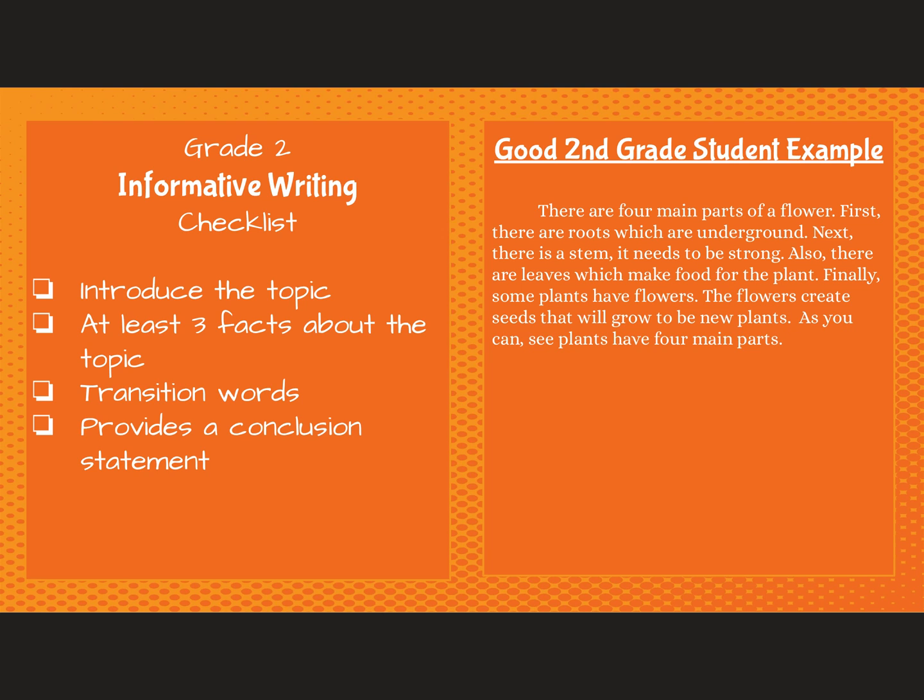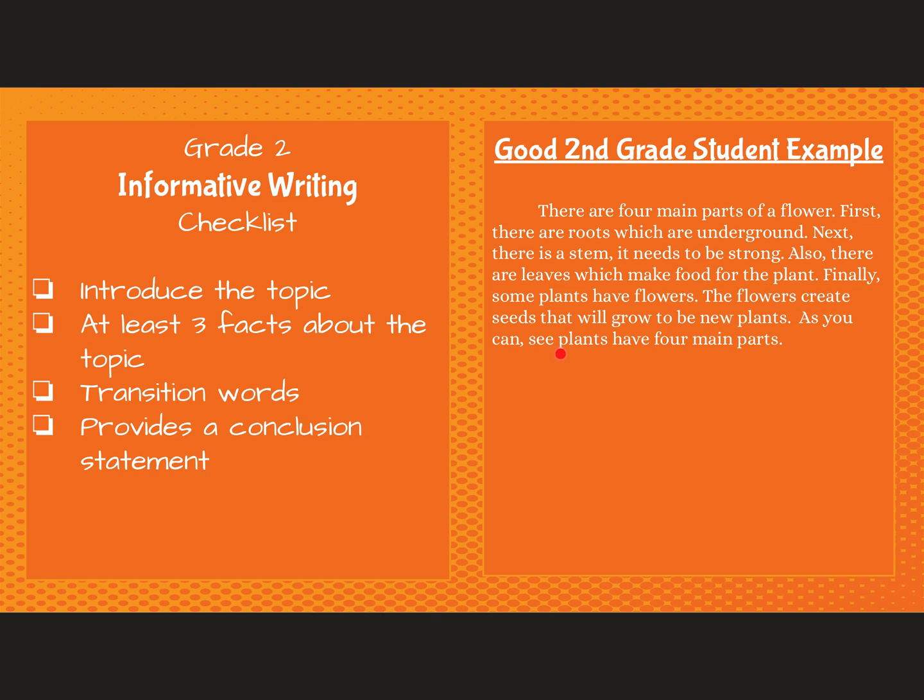So here are our 3 facts. First, there are roots which are underground. Next, there is a stem. It needs to be strong. Also, there are leaves which make food for the plant. Finally, some plants have flowers. The flowers create seeds that will grow to be new plants.